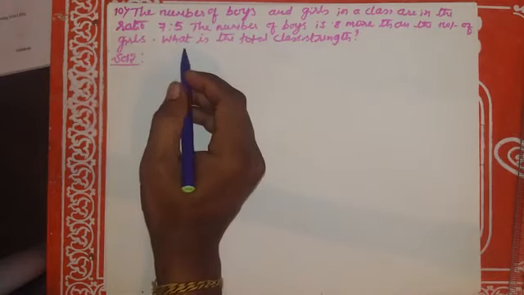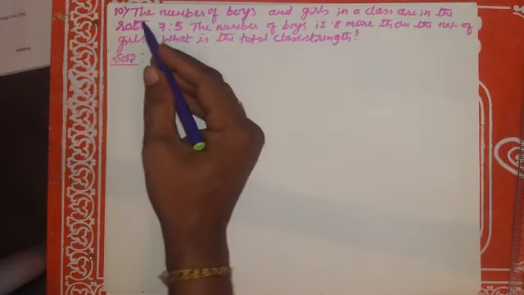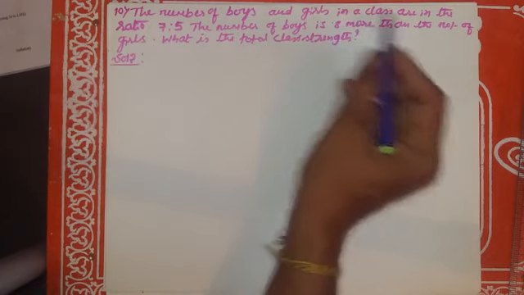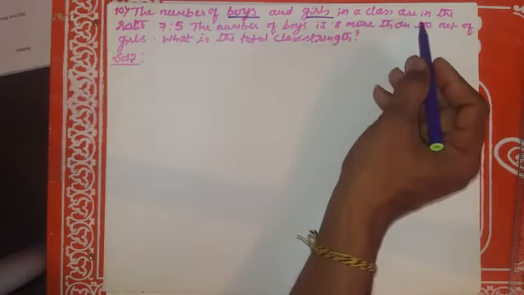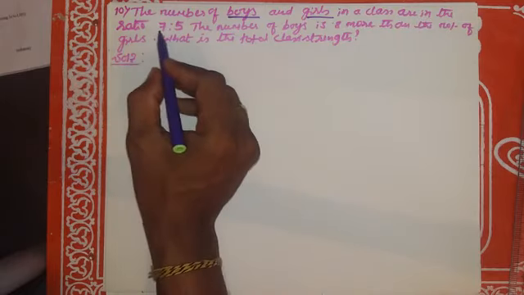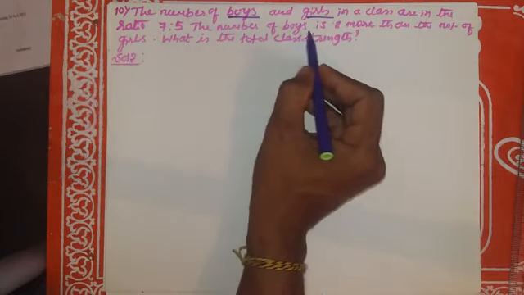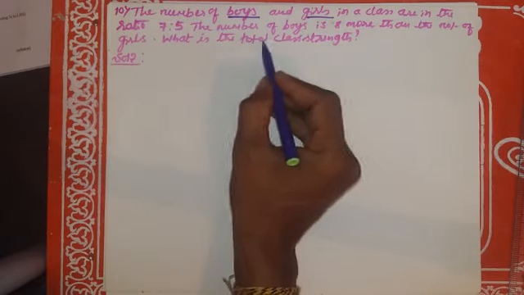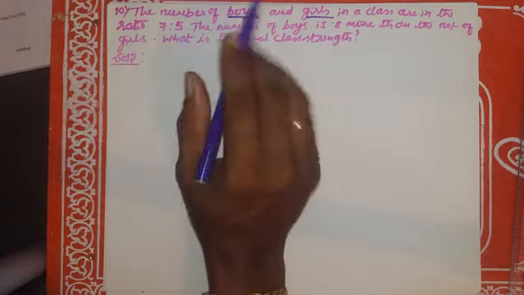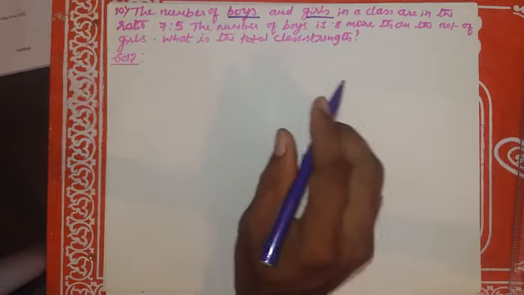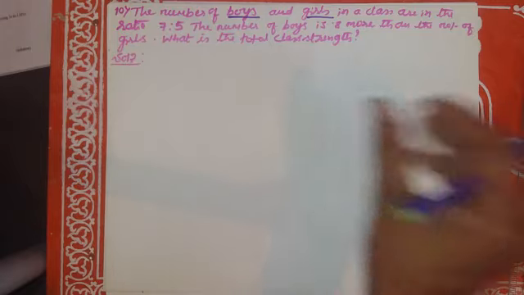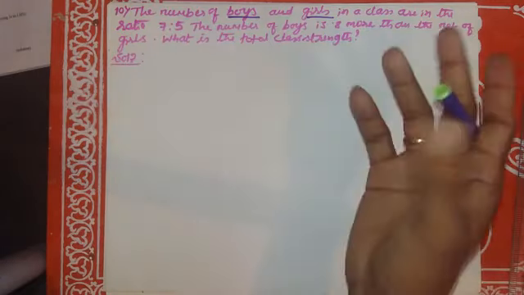Okay, dear students, now let us discuss the 10th question on this exercise 3.2. Here we have the question: the number of boys and girls in a class are in the ratio 7:5. The number of boys is 8 more than the number of girls. What is the total class strength? First we need to find the number of boys and girls. Then we should add both, and only then will we get the total strength of the class.